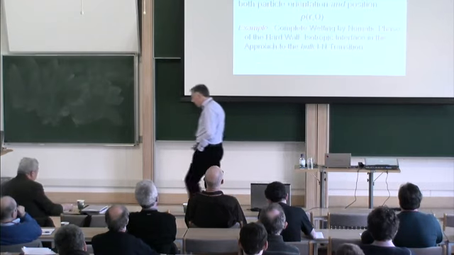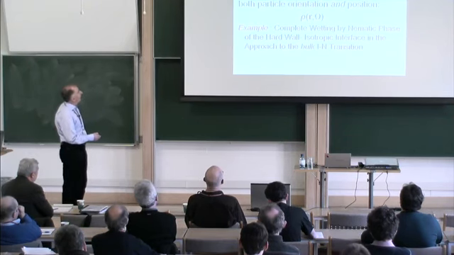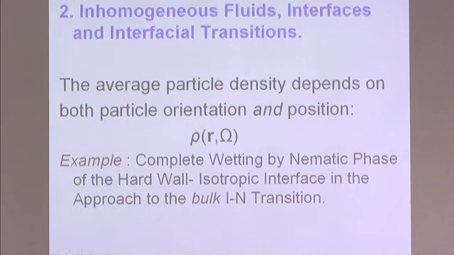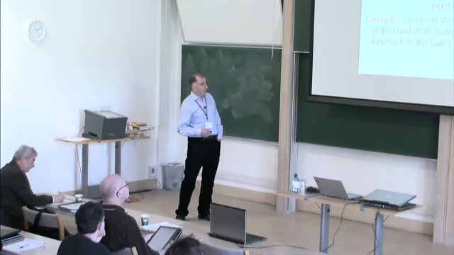But this talk will focus a lot on inhomogeneous systems. So I'm thinking of problems of interfaces, interfacial phase transitions. And so in this case, the average one-body density depends on orientation, omega, and on the position of the particles in the system. And so let me remind you of just a couple of examples of the sort of physical problem I might be interested in developing a theory for.